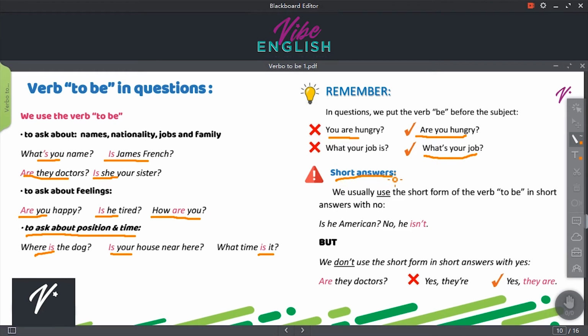And the short answers, this is something important. We usually use the short form of the verb to be in short answers with no, so the negative. Is he American? No, he isn't. But we don't use the short form in short answers with yes, so the positive. Are they doctors? We cannot say yes, they're. So we would have to say yes, they are. So positive sentences use long form answers, not the short forms.